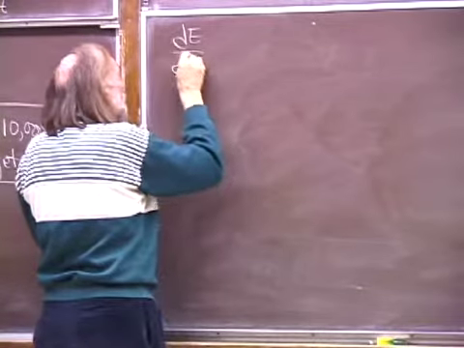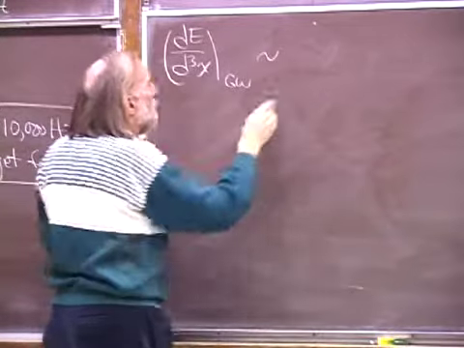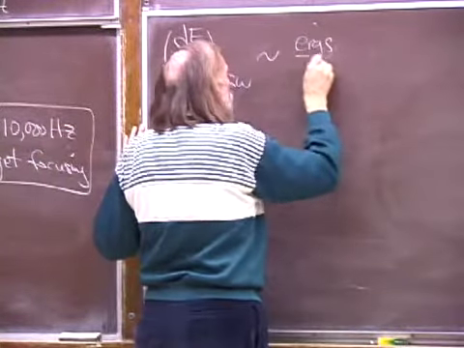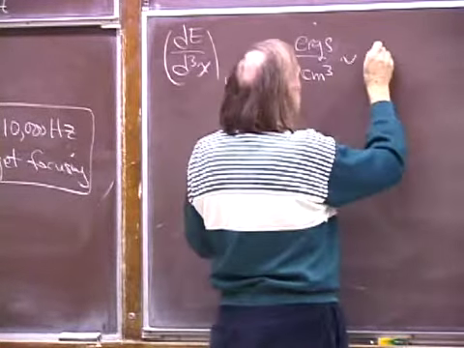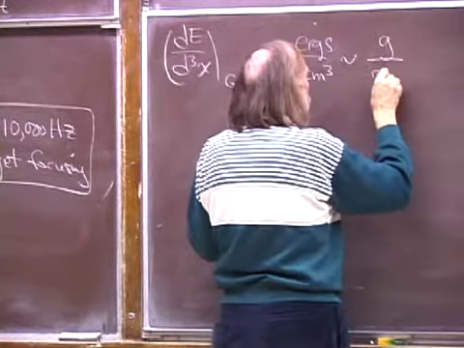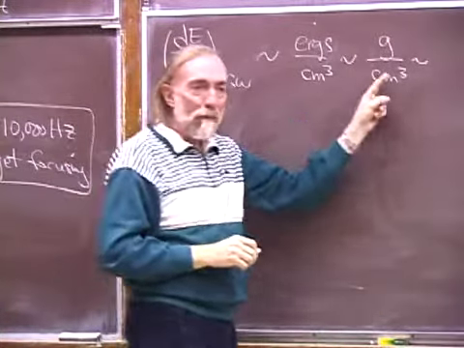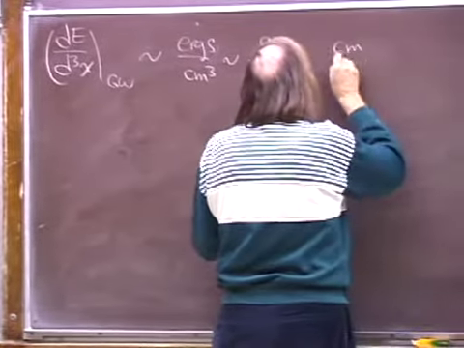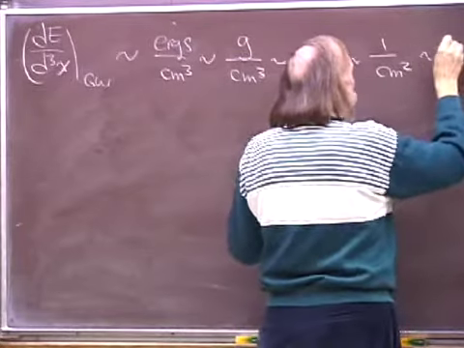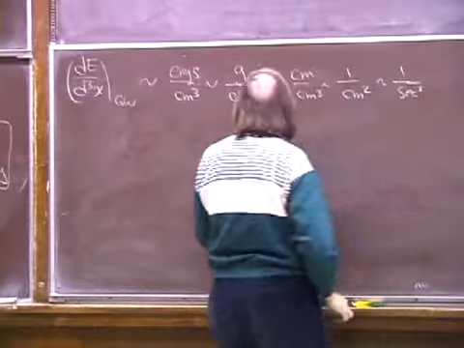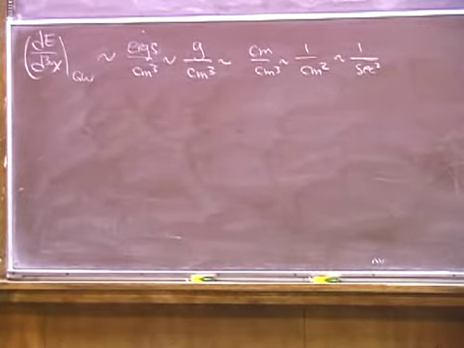The energy density, dE per three-dimensional volume for the gravitational waves, has dimensionality of, say, ergs per centimeter cubed. But ergs, since the speed of light is equal to unity in our units, is the same thing as grams per centimeter cubed. But since G is equal to unity in our units, grams and centimeters have the same dimensions. And so this is centimeters per centimeter cubed. So the dimensions are 1 over centimeters squared, or 1 over seconds squared, if you wish. Okay, so that's the dimensions of energy density. And that's the dimensions of the stress energy tensor.